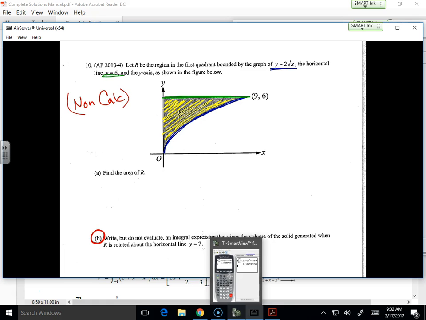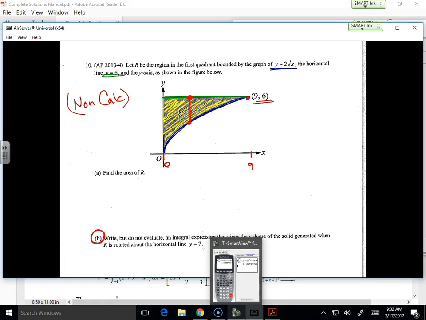Just real quick, would you guys do top, bottom, or right, left for area? Okay. To find top, bottom, what are going to be? Ooh, hey, look what they gave for us, because it's a non-calculator problem. What's my second x for my x bound? 9. What's my first one? 0. Okay.